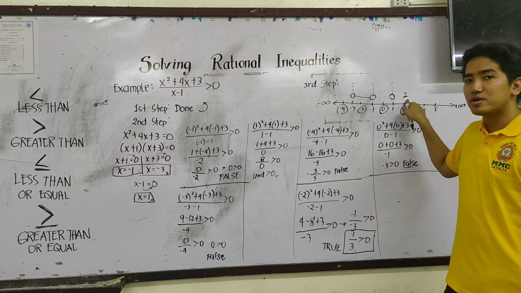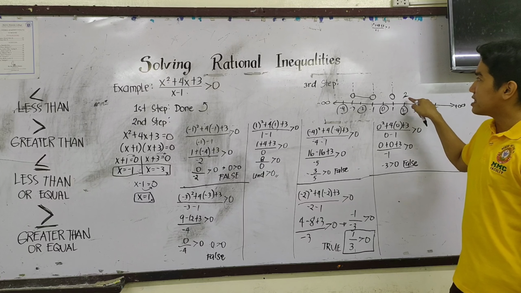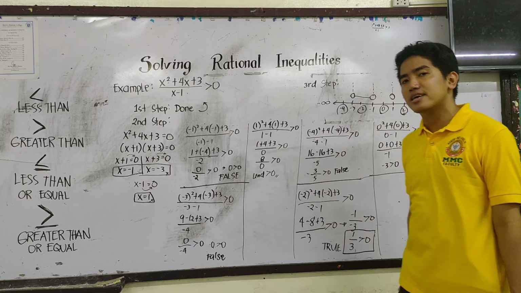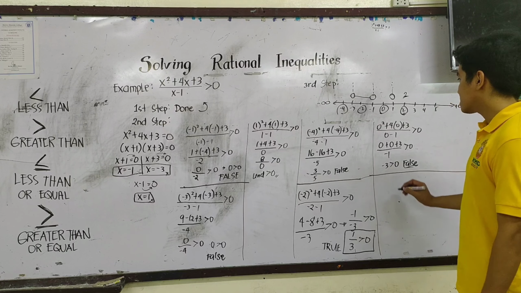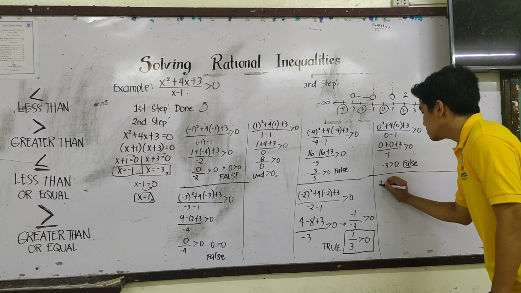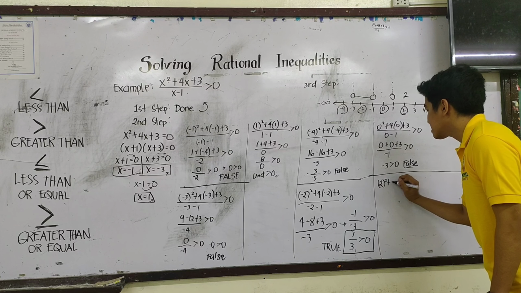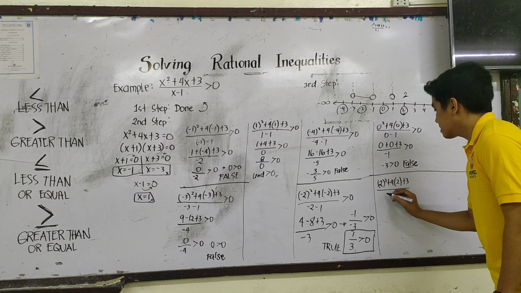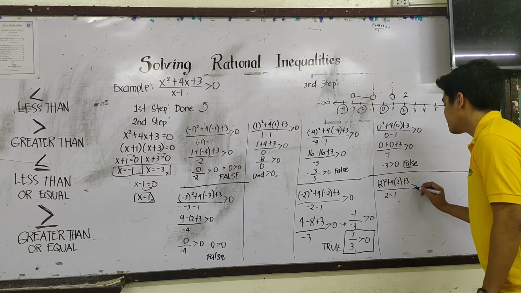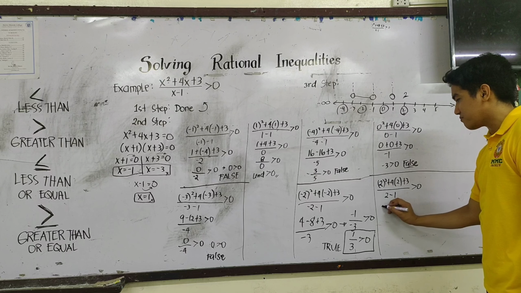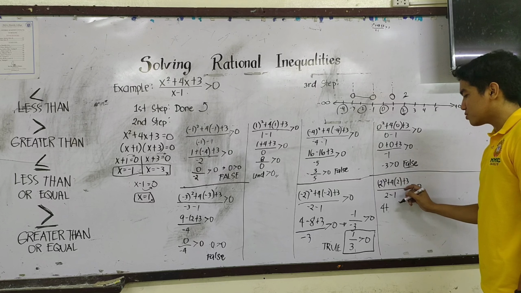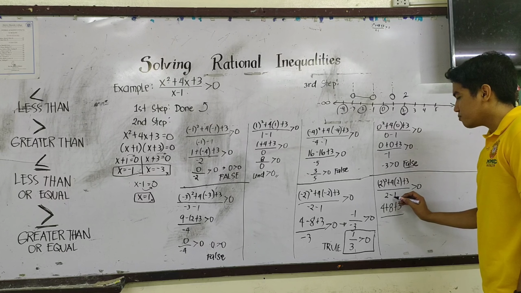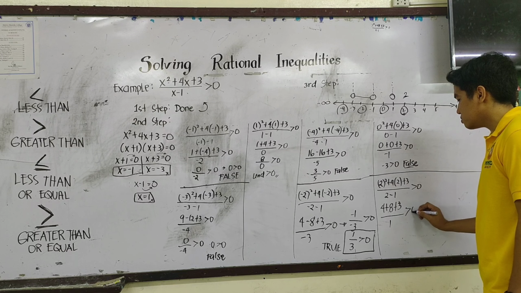Next, yung last natin which is si 2. Sasubstitute natin yung value nito doon sa ating main equation para ma-check natin kung part ba siya ng solution. So, we have 2 squared plus 4 times 2 plus 3, all over 2 minus 1, is greater than 0. So 2 squared is equal to 4, plus 4 times 2 is equal to 8, then plus 3, all over 2 minus 1, which is equal to 1, is greater than 0.